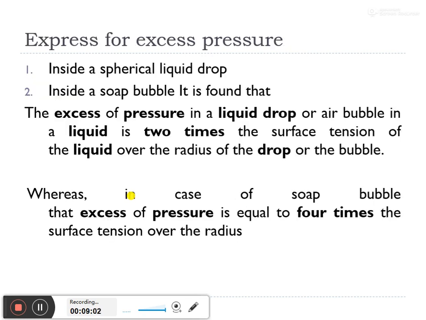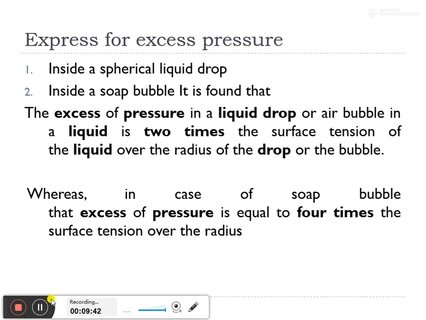Now we have to derive the expression for excess pressure inside a spherical liquid drop and inside a soap bubble. From this expression we find that the excess pressure inside the liquid drop is 2 times the surface tension of the liquid over the radius of the drop. But in the case of a soap bubble, the excess pressure is 4 times the surface tension over the radius. So the excess pressure inside a spherical liquid drop is 2 times the surface tension, and in a soap bubble it is 4 times the surface tension.